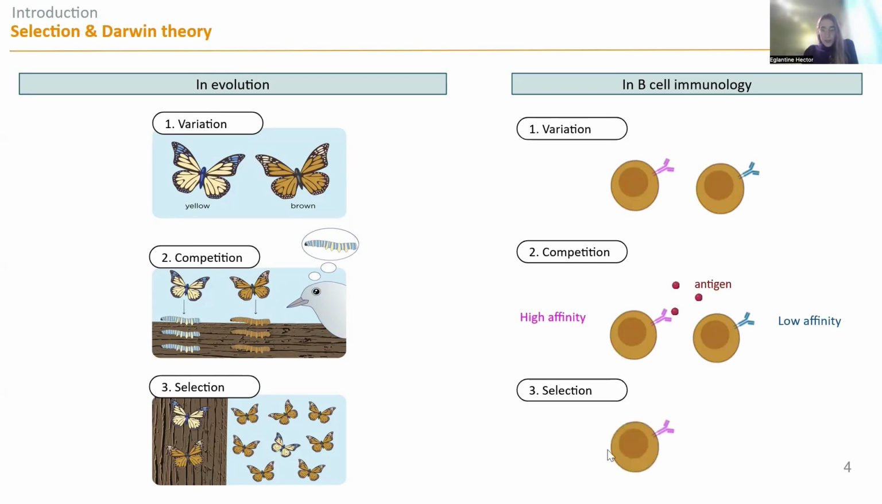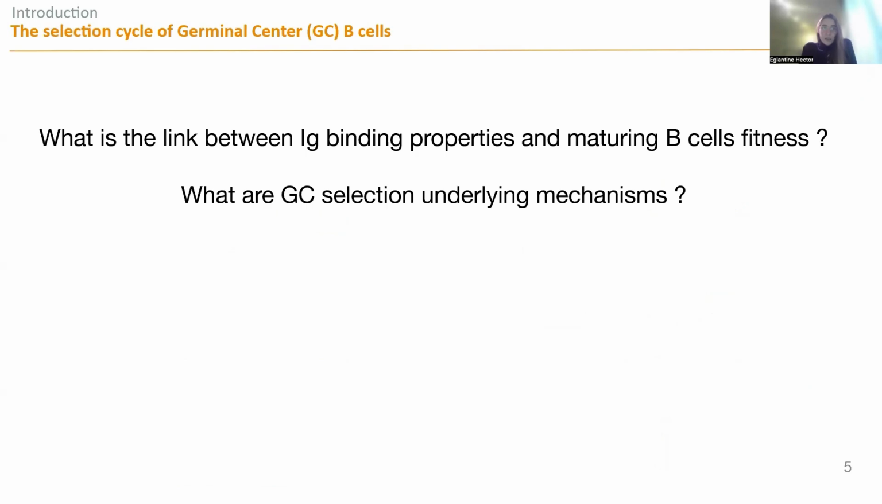And during affinity maturation, we know that higher affinity cells expand within the population. But how exactly binding properties translate into a competitive advantage is not fully understood. And these are the questions I tried to tackle during my PhD. So I wanted to uncover the link between binding properties of the B cell receptor and its carrier fitness, and also try to uncover new mechanisms for germinal center selection.